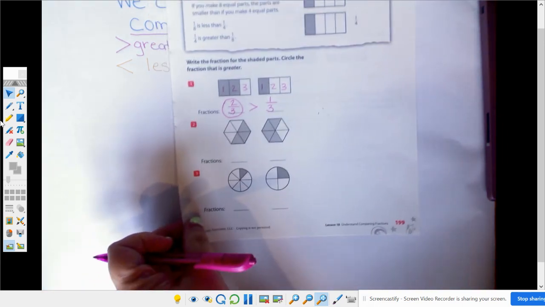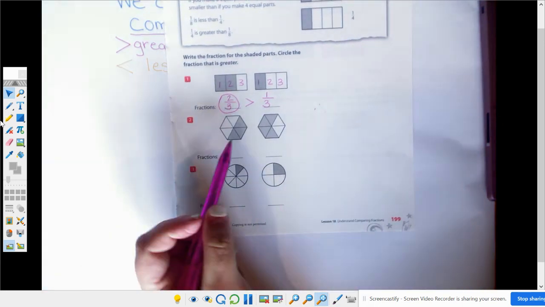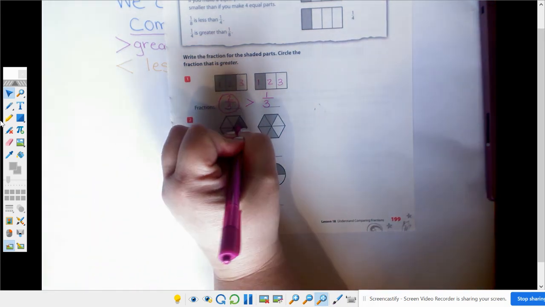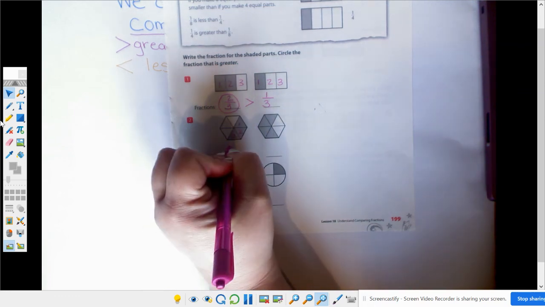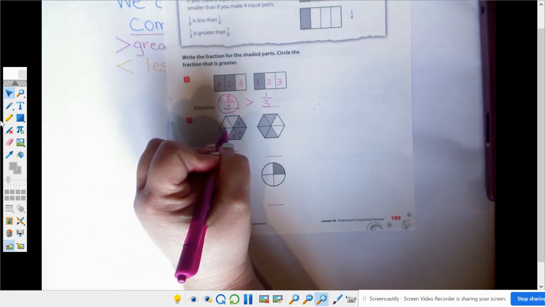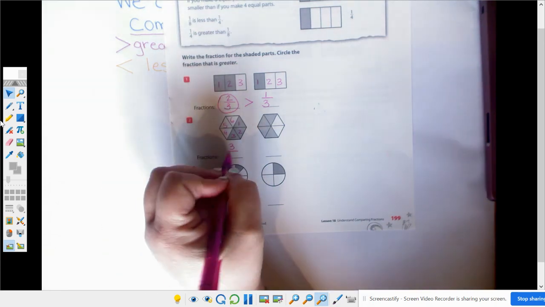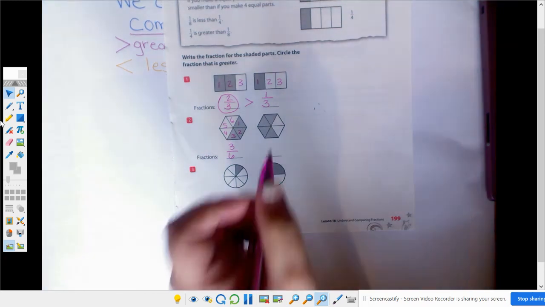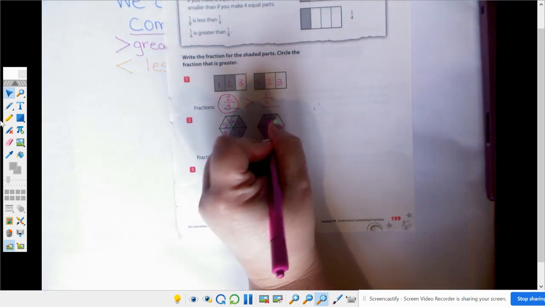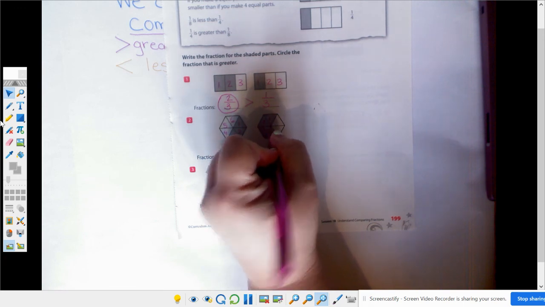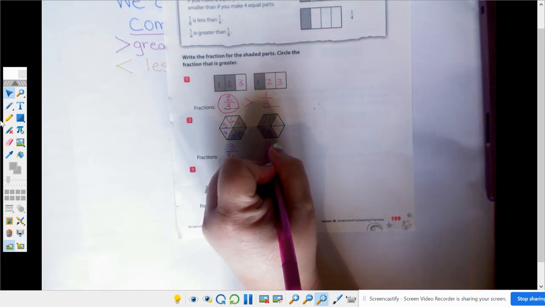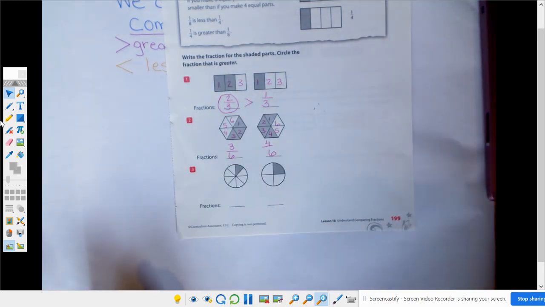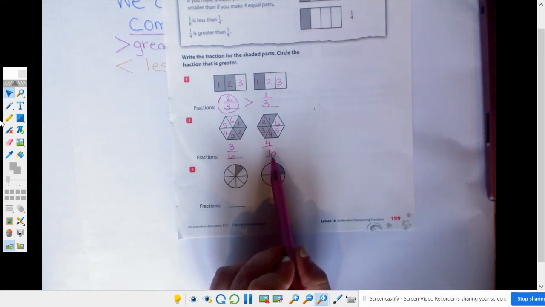Number 2. This time I have 2 hexagons. I know they're hexagons because they have 6 sides. Let's see what we have shaded. 1, 2, 3 parts shaded out of 4, 5, 6 parts total, so my fraction is 3/6. Now look at the second hexagon. I've got 1, 2, 3, 4 parts shaded, that's my numerator, out of 5, 6 parts total. So I read this problem as 3/6 and 4/6.